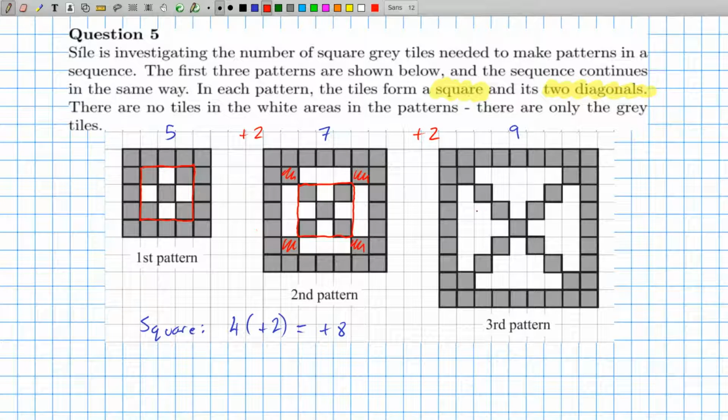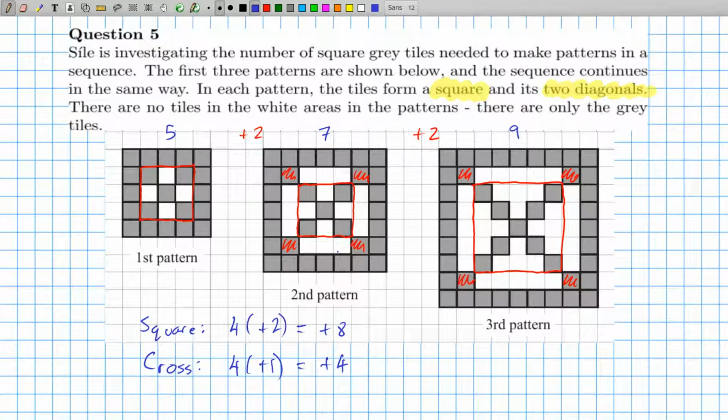To go from the second to the third one, we can see the same thing happened. We have the cross from the second pattern already here, and then there's just another square added to each of the diagonals. So the effect for the cross is each of the 4 diagonals has 1 extra tile added to it, so the result is we add 4 tiles on to get the new cross shape.